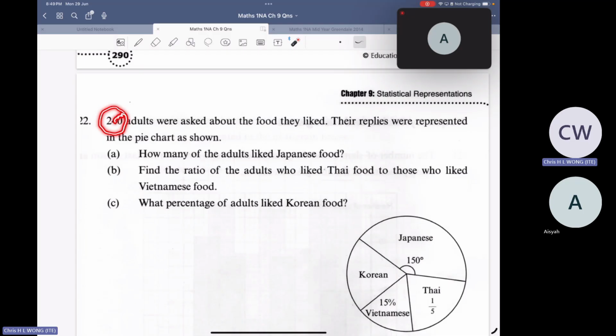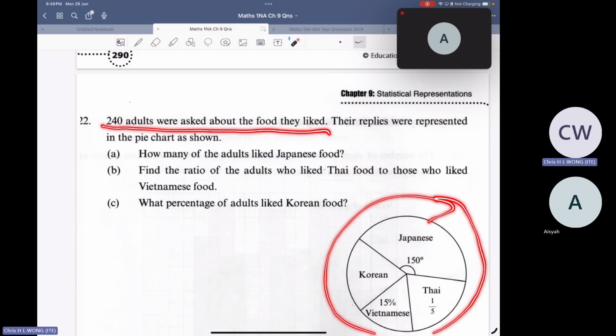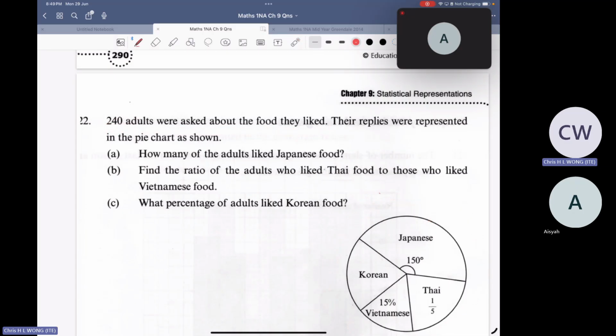So the clear clue is 240 adults were asked about the food. So you write down here, first thing you do, 240 adults. This is the survey done. First clue. 240 adults, how many degrees? 360, right? What you want to find out is how many adults for Japanese. How many degrees here? 150. So can you relate?